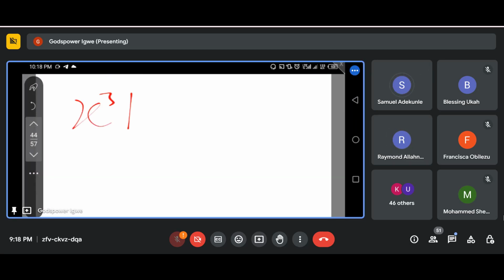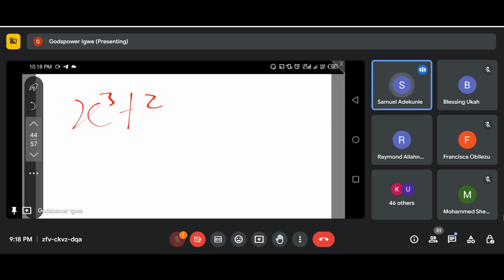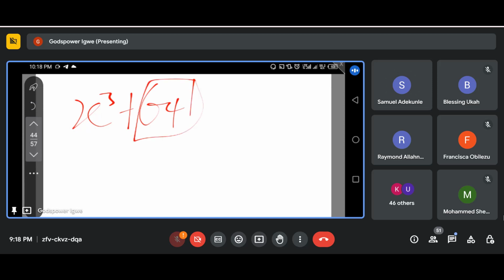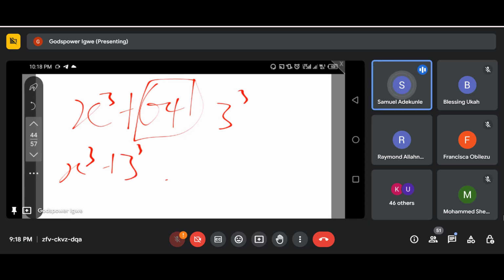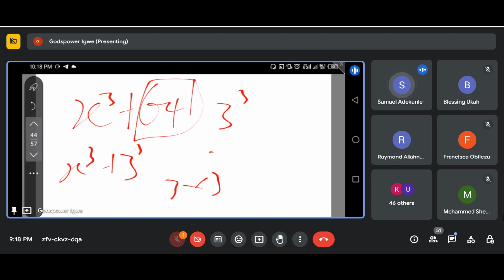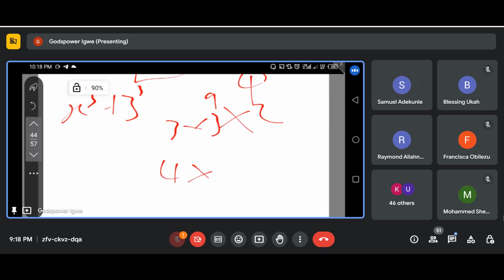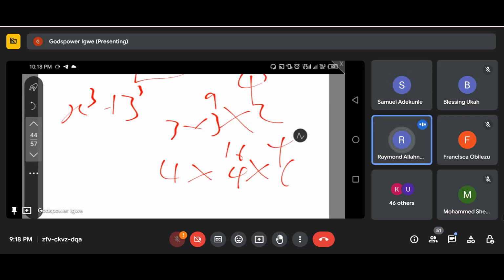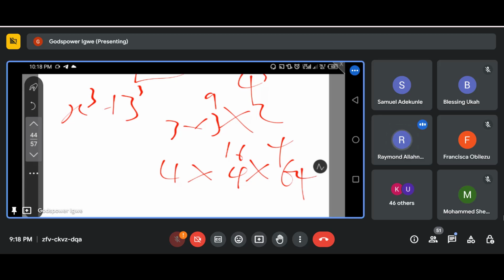x cubed plus 64. Now we know that this 64 is 3 raised to power 3. So we change this to x cubed plus 4 raised to power 3. Here we have 4 times 4 is 16, 16 times 4 is 64.